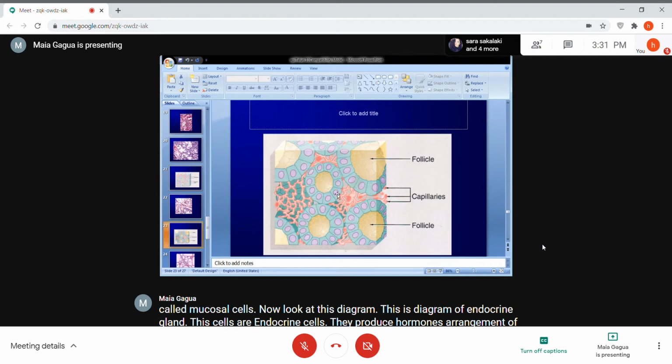Here you can observe another arrangement of cells. They form follicles. Follicles are spherical structures, and they have a lumen inside for temporary storage of hormones. For example, the thyroid gland consists of follicles, and simple cuboidal epithelium forms the wall of the follicle, and in the lumen there is secreted material. But around the follicle, you can see a rich capillary network, and you know that hormones are absorbed by blood capillaries and transported in blood throughout the body.